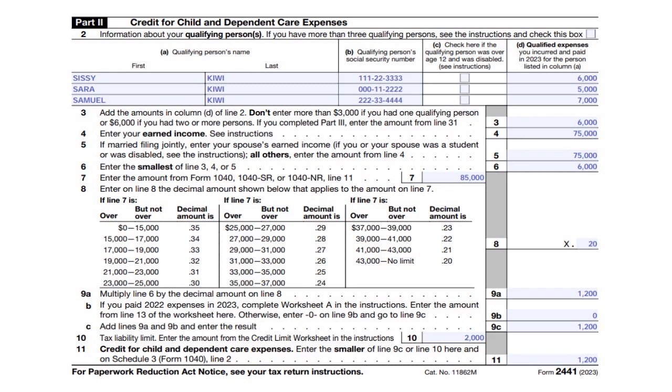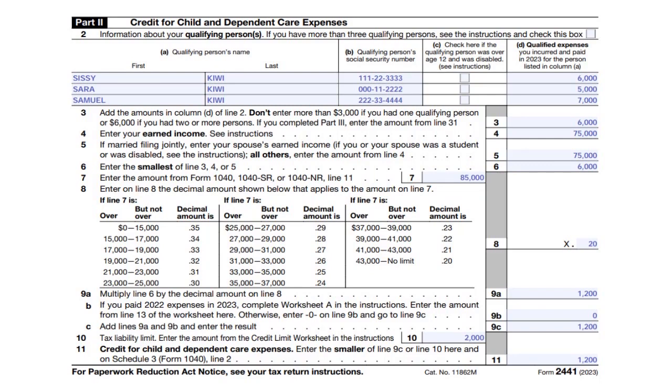And so on line 6, follow the instructions. You want to enter the smallest of line 3, 4, or 5. And in our case, it's 6,000. And you want to enter the amount from Form 1040 SR or 1040 NR, line 11.